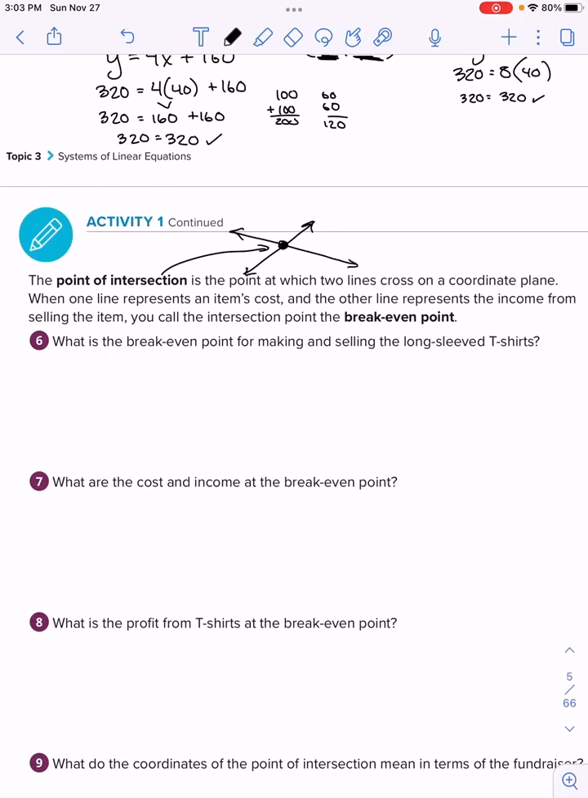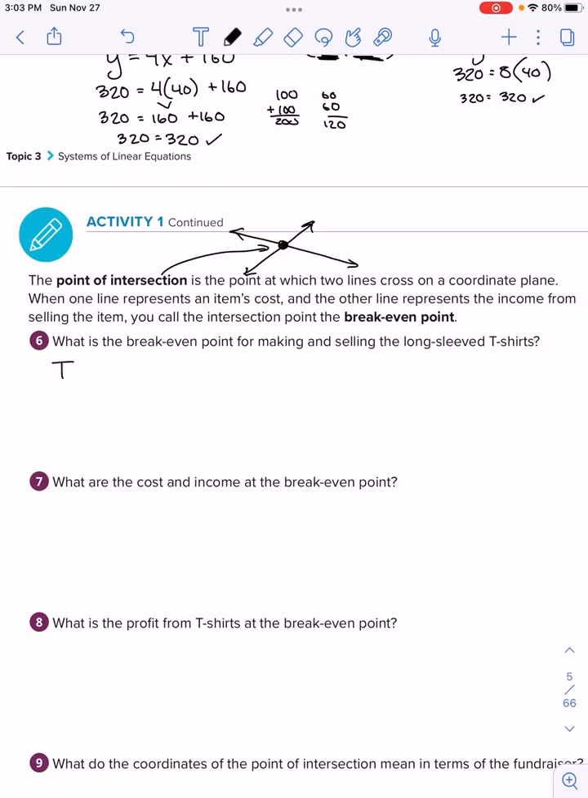When one line represents an item's cost and the other line represents the income from selling the item, you call that intersection point the break-even point, when you go from negative into now positive, or vice versa. So number 6, what is the break-even point for selling and making the long sleeve t-shirts? All right, so we just answered that, but I'll put it more formally here now that we have this vocabulary term.